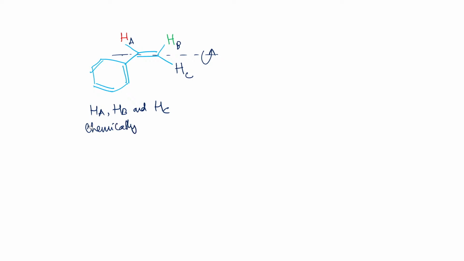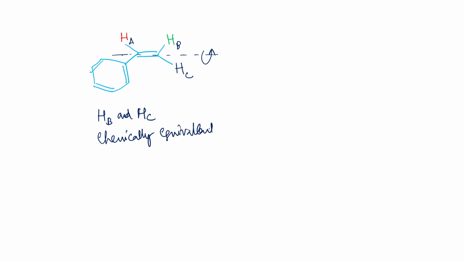Well, I would say chemically they are equivalent. Okay, these two are chemically equivalent. But these two, what I am telling about B and C, let me say anyway, if you consider HB and HC, they are chemically equivalent, but magnetically non-equivalent. Okay. As a result, what would happen?